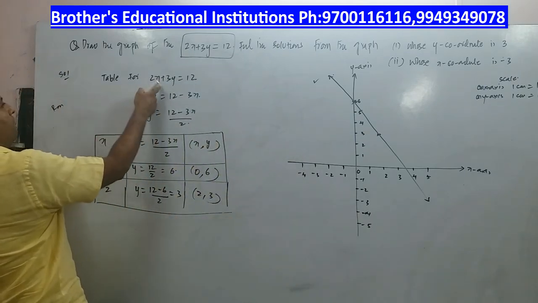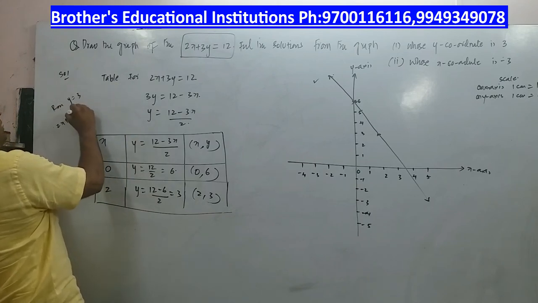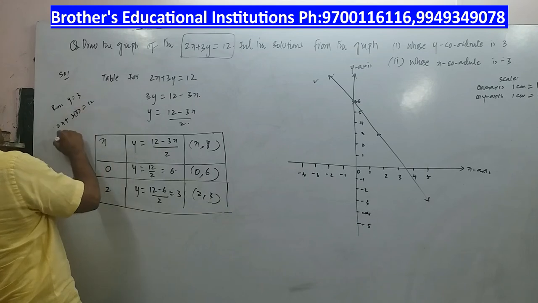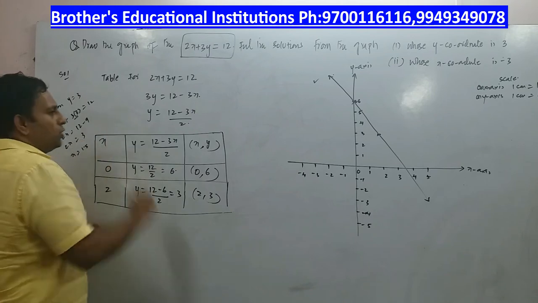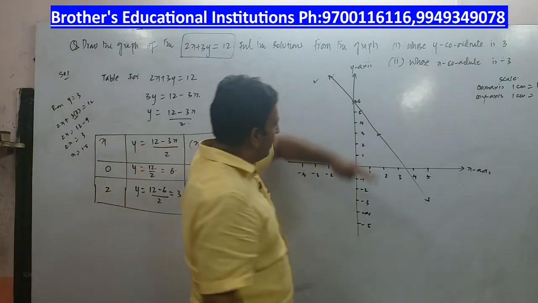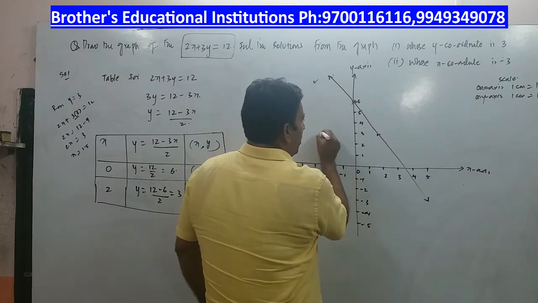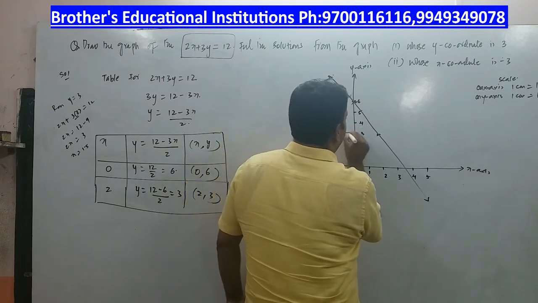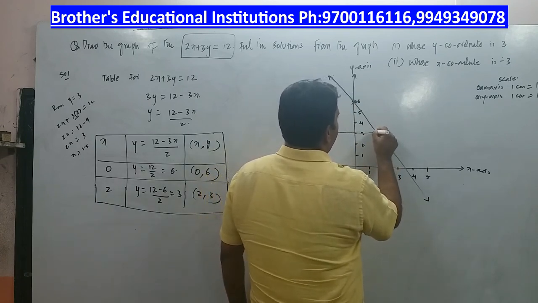In the rough work, if y is equal to 3, for y is equal to 3, 2x plus 3 into 3 is equal to 12. 2x plus 3 threes, 9. You have 12 minus 9, 2x is equal to 3, x is equal to 1.5. So y is equal to 3. Now what you do, you take y is equal to 3, take a scale and draw a line y is equal to 3. Right? Now you see y is equal to 3, where is it intersecting?